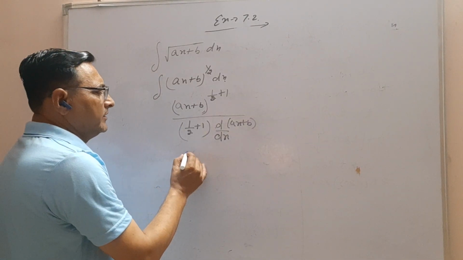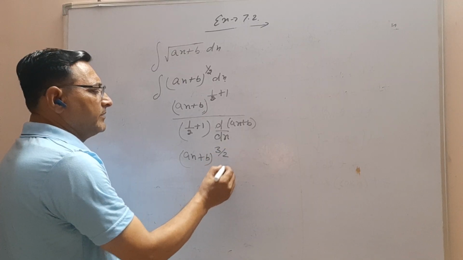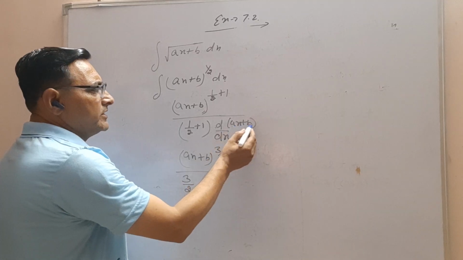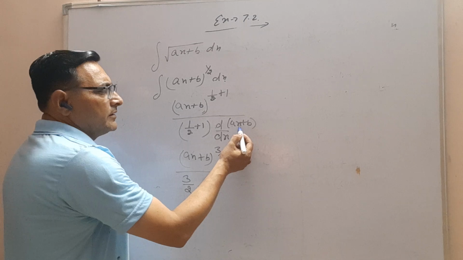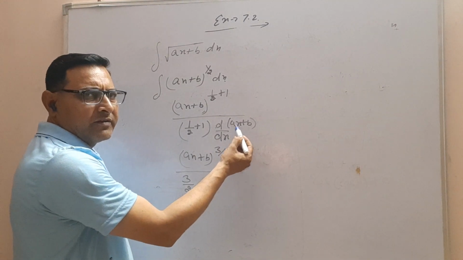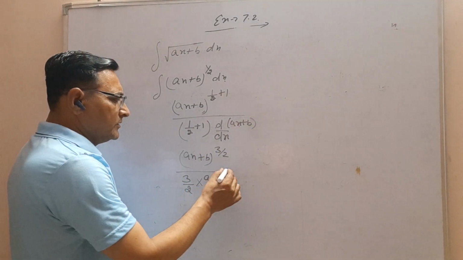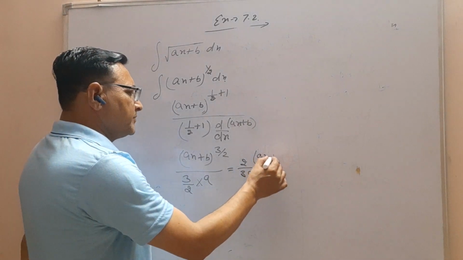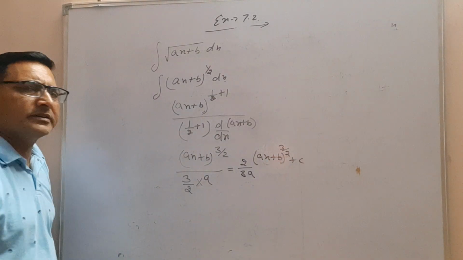So here it will be ax plus b power 1 by 2 plus 1, it will be 3 by 2, again 3 by 2, into derivative of this. b is the constant, its derivative is always 0, and a is the multiple of x. With respect to x we are taking its derivative, the derivative of x will be 1, and 1 into a is a. We can write 2 by 3 into a into ax plus b power 3 by 2 plus c. This will be the integration.